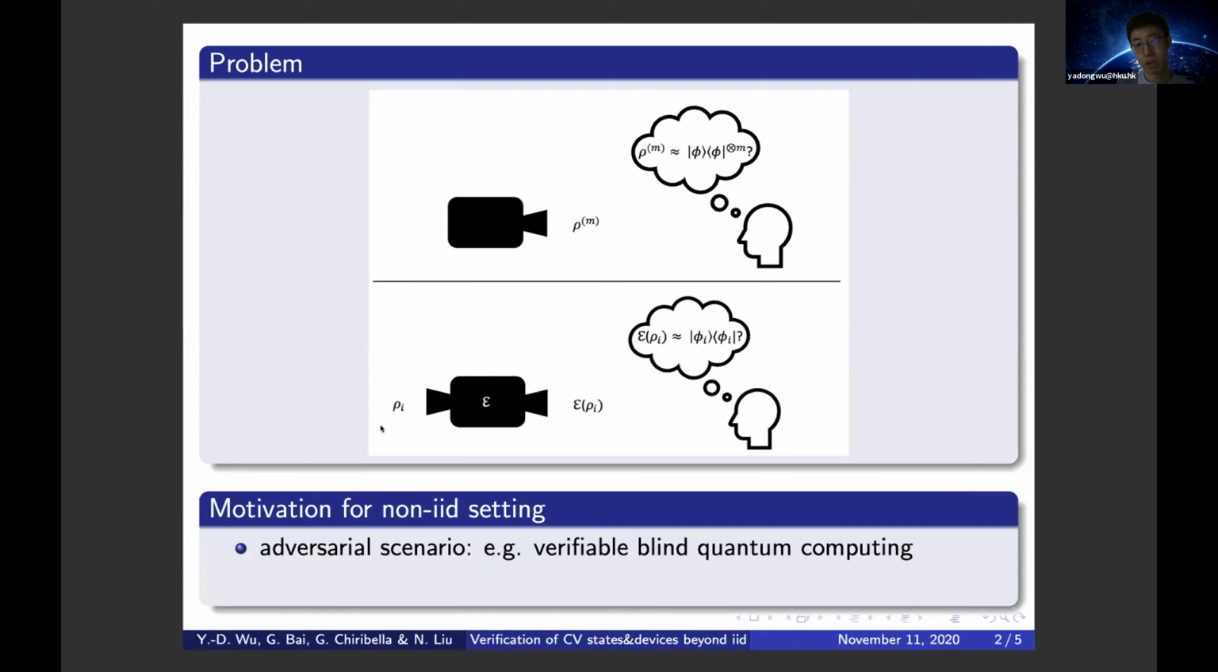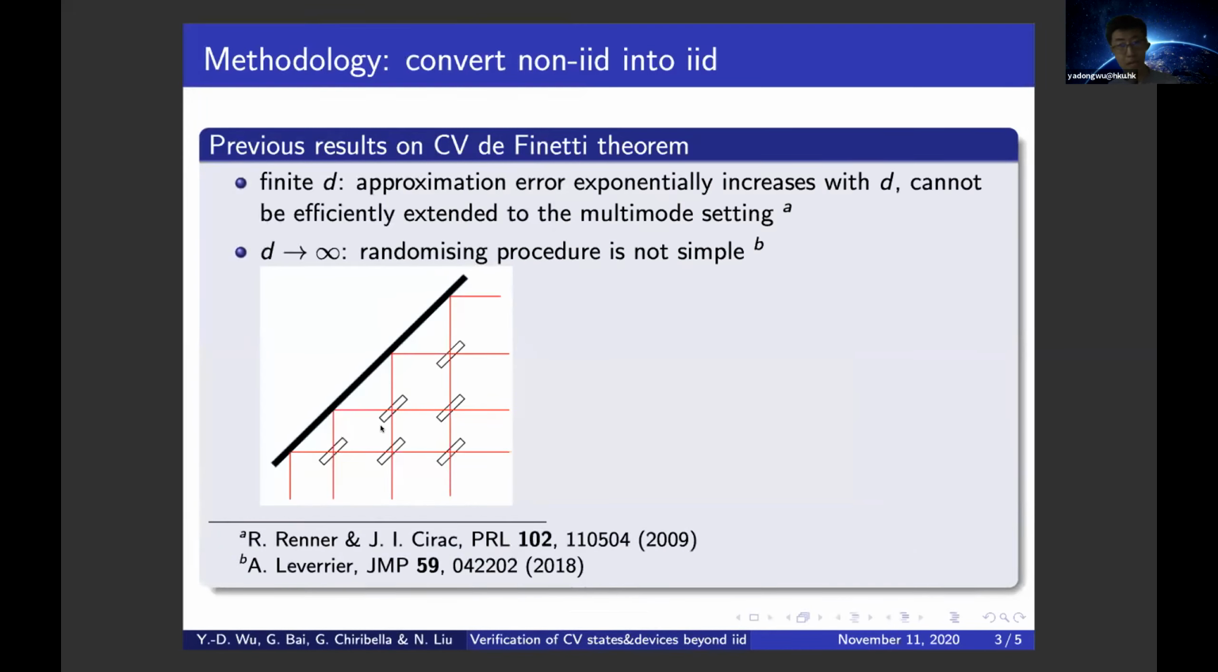This device may be controlled by an adversary. The second motivation is that in practical experiments, there may be time-dependent noise in the quantum device. We want to solve this problem by converting the non-IID problem into an IID problem, and we can use the de Finetti theorem for continuous variable quantum information.